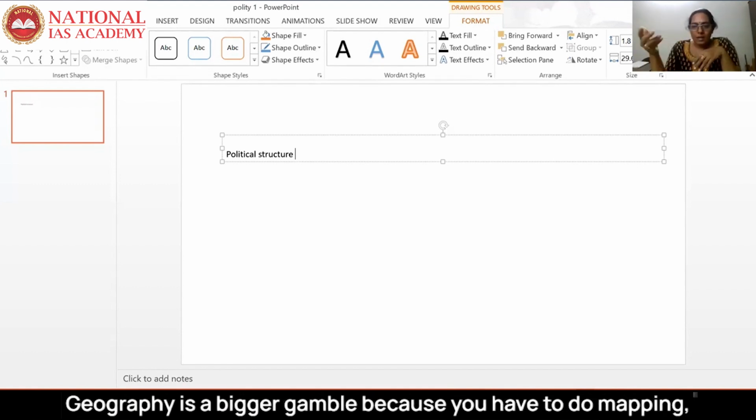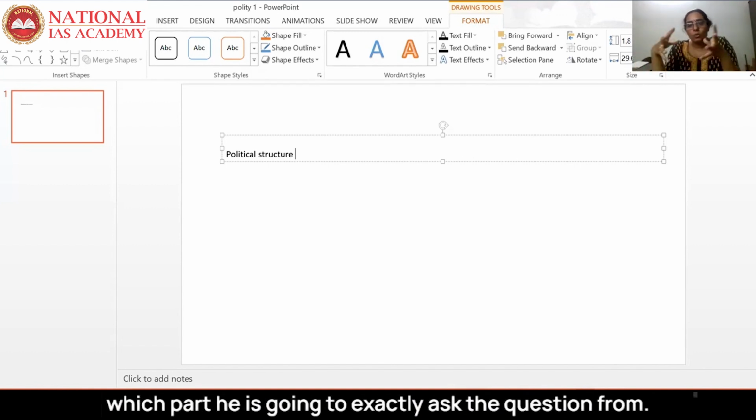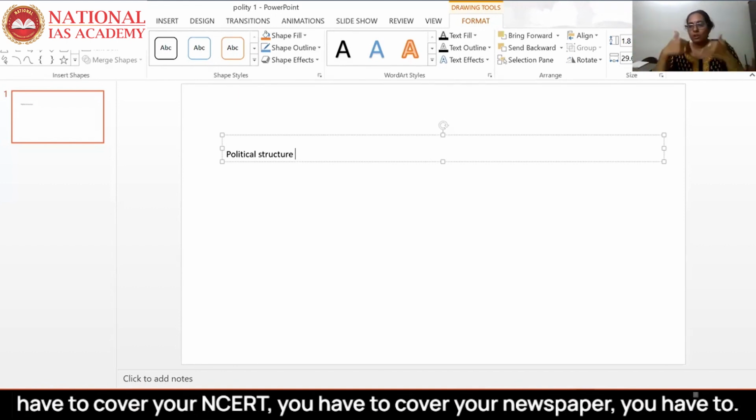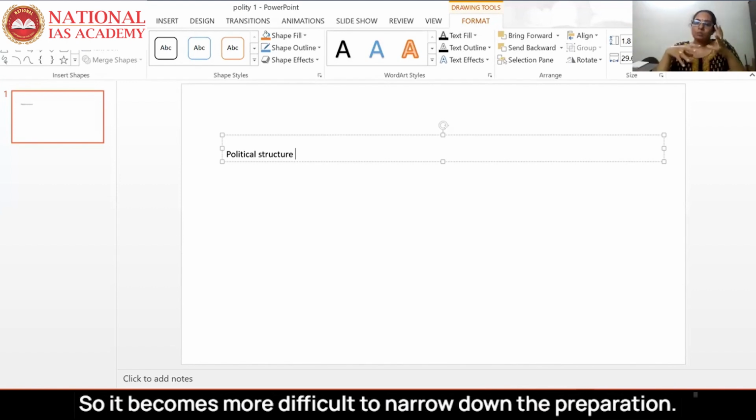Geography is a bigger gamble because you have to do mapping, you have to learn all the concepts, and you don't know from which part he is going to exactly ask the question. So it becomes a bigger study, and you have to cover many sources. You have to cover your NCERT, your newspaper, an additional textbook, and follow various notes for it. So it becomes more difficult to narrow down the preparation.